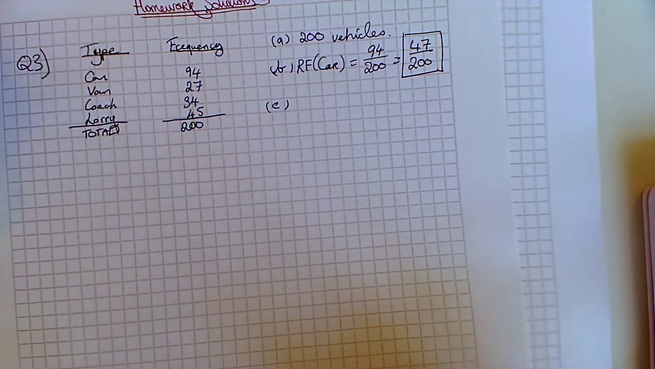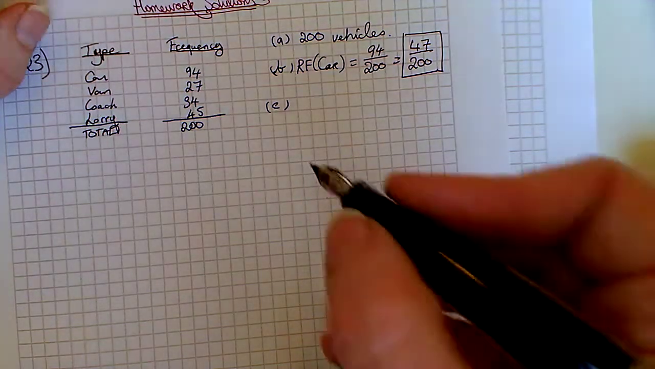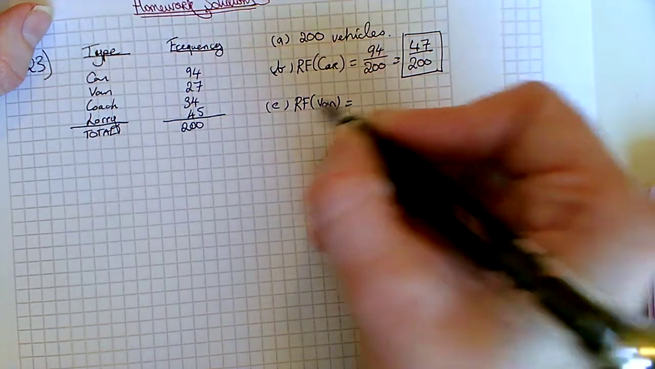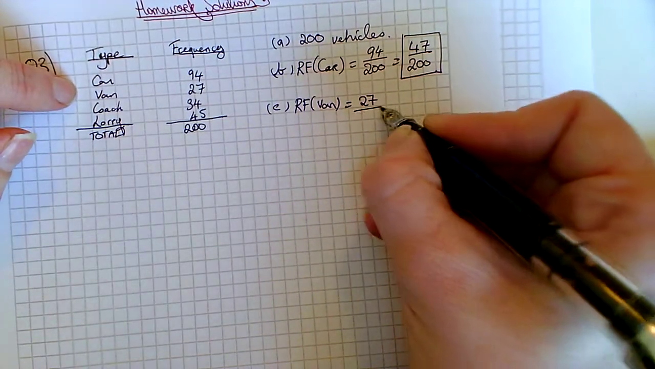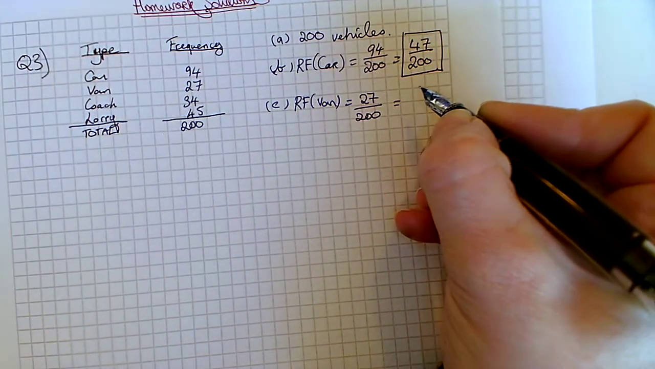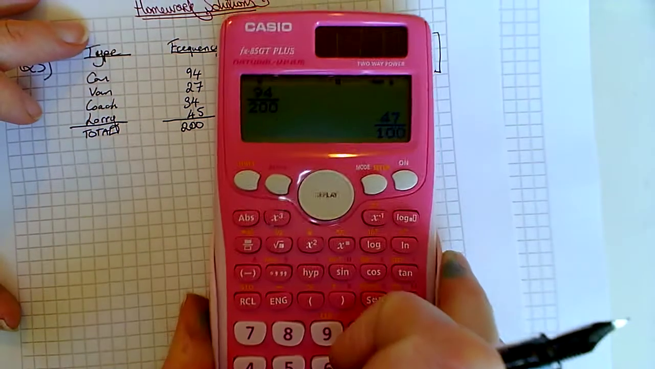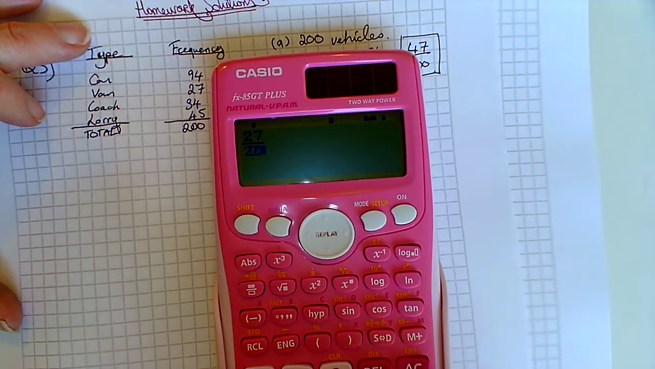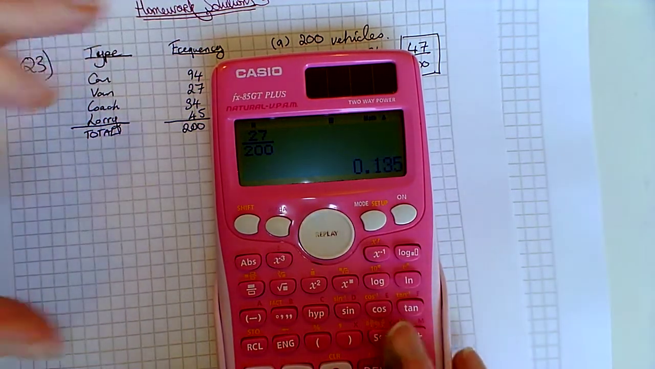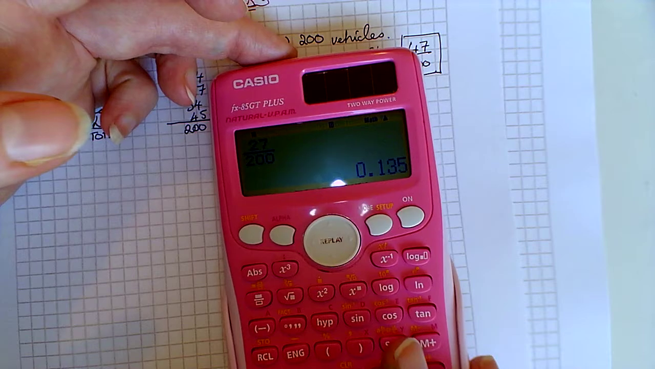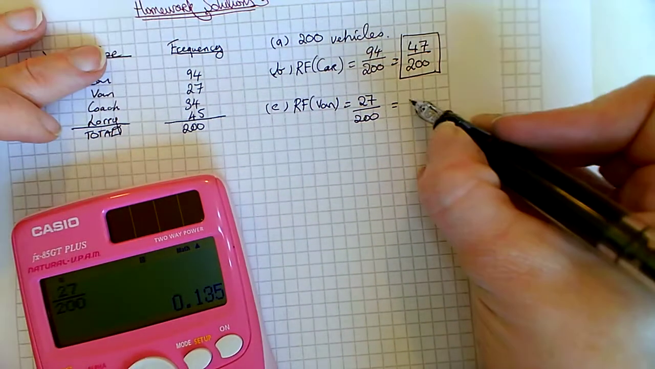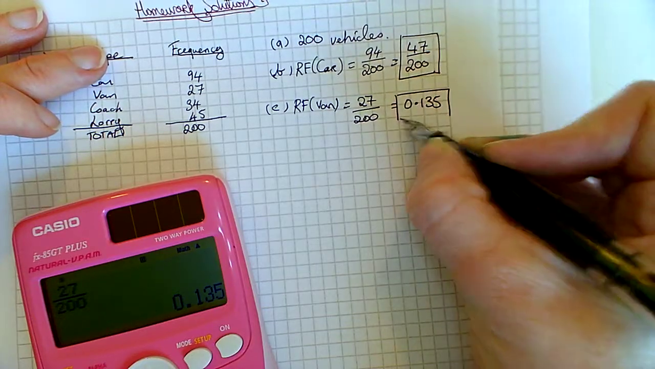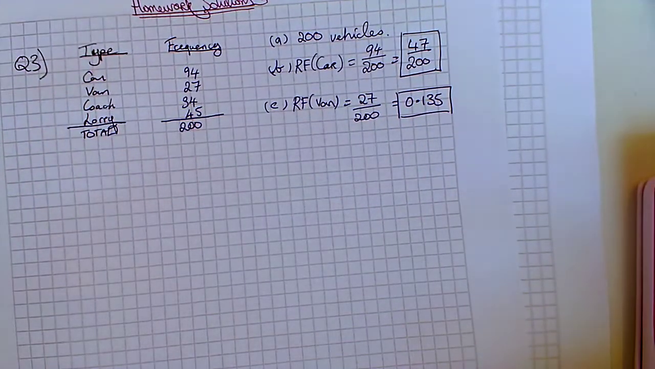What's the relative frequency of a van passing through the toll bridge? And this time they want us to write our answer as a decimal. So 27 divided by 200. And again, we'll put it into our calculator. 27 divided by 200. And then we'll change it to a decimal using our change button, 0.135. They didn't say a number of decimal places, so we'll just write down everything because there's only 3 of them.